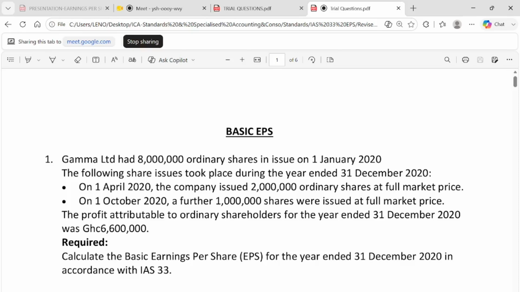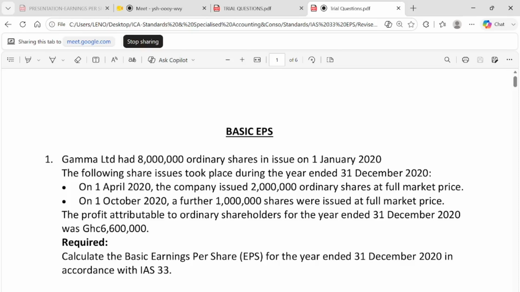On 1st April 2020, the company issued 2 million ordinary shares at full market price. On 1st October 2020, a further 1 million shares were issued at full market price. The profit attributable to ordinary shareholders for the year ended 31st December 2020 was 6.6 million. Calculate the basic earnings per share for the year. So this is the question that we will have to look at.